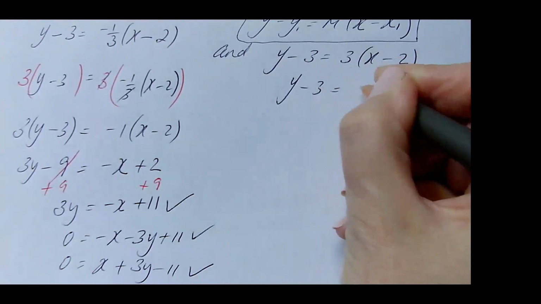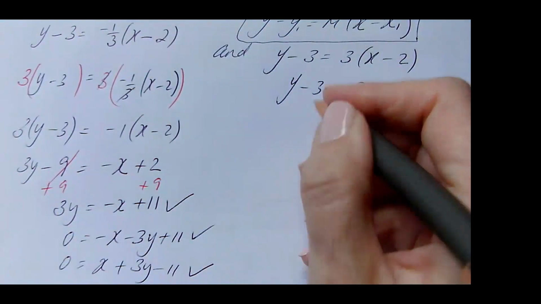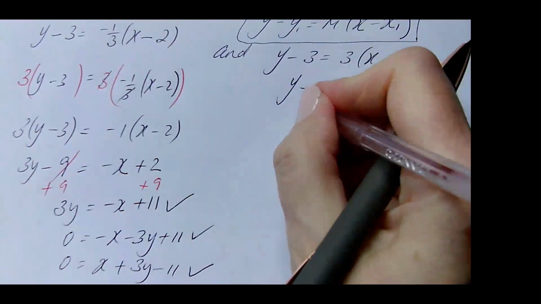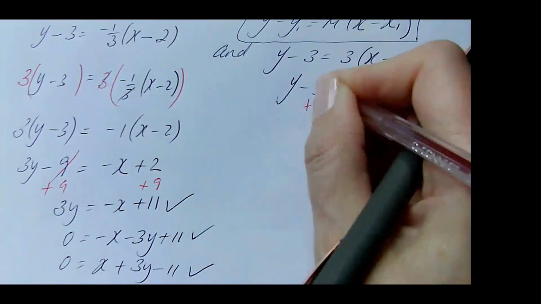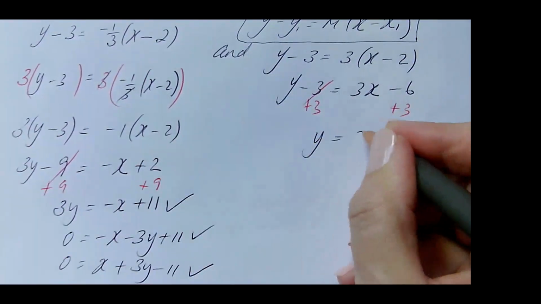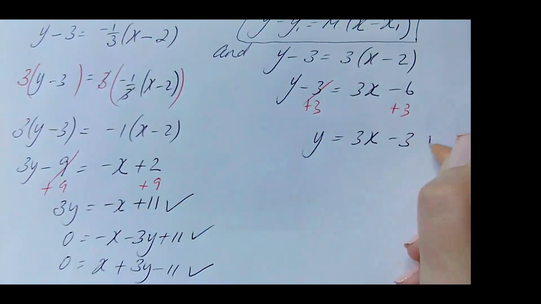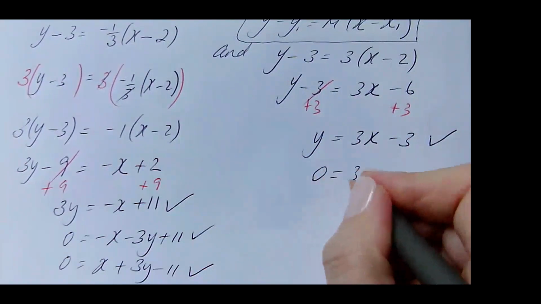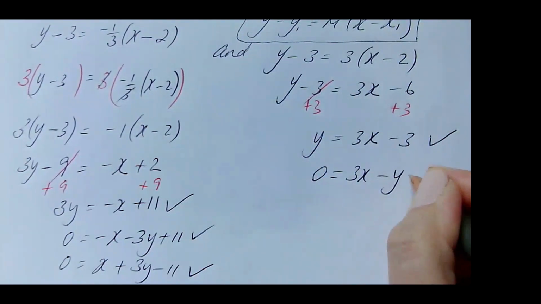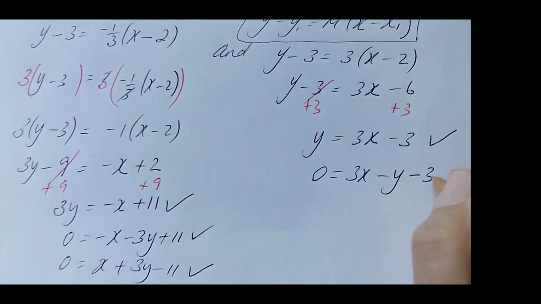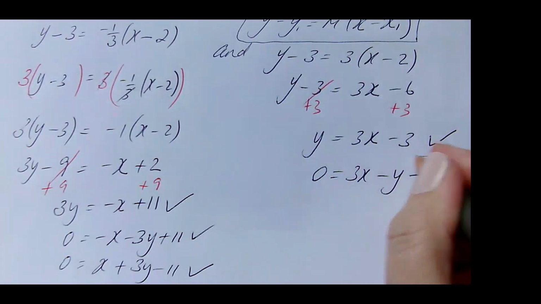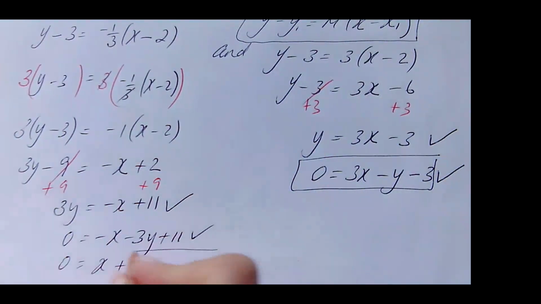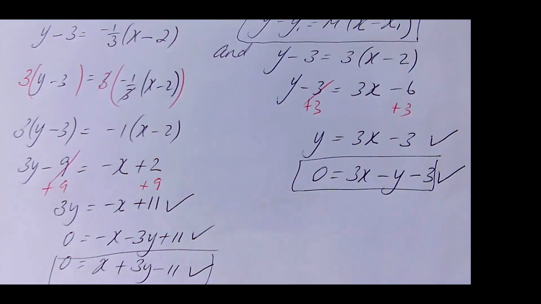And on this side, I end up with 3x minus 6. Again, tidy up the number work. I'm going to add 3 to both sides here. And I end up with y is equal to 3x minus 3. So that is correct. Again, I'm going to do a little manipulation and bring over that y term. So I get in the form ax plus by plus c equals 0. And there's another correct version. So we have our two equations of the two lines.